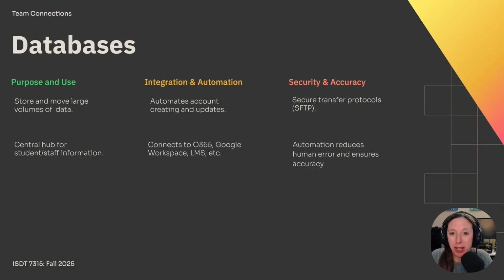Last week, we talked about databases, and we learned that they serve as a central hub for storing and moving large volumes of data. It's used to automate account creation, connect tools like Office 365, Google, and LMS platforms, along with saving time through integration. Security here is also a must, and protocols like SFTP protect sensitive data, and automation helps reduce errors while also ensuring data accuracy. So let's look a little bit more into what client-server networking is.